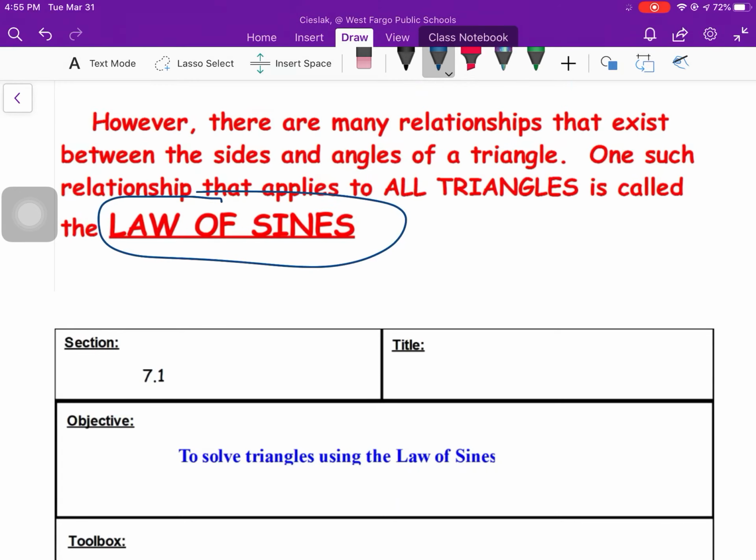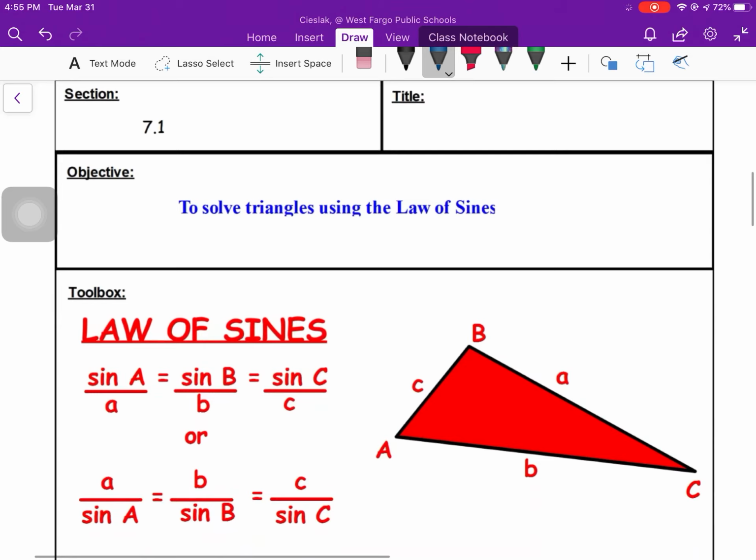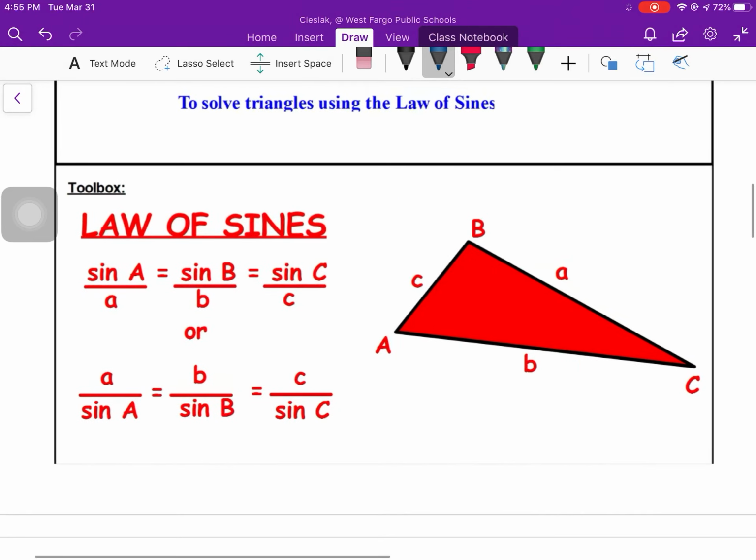The first thing that we're going to learn about is what we call the law of sines, and that works for any case of triangle, whether it's right or not. So the law of sines tells us that the sine of A over a is equal to the sine of B over b is equal to the sine of C over c.